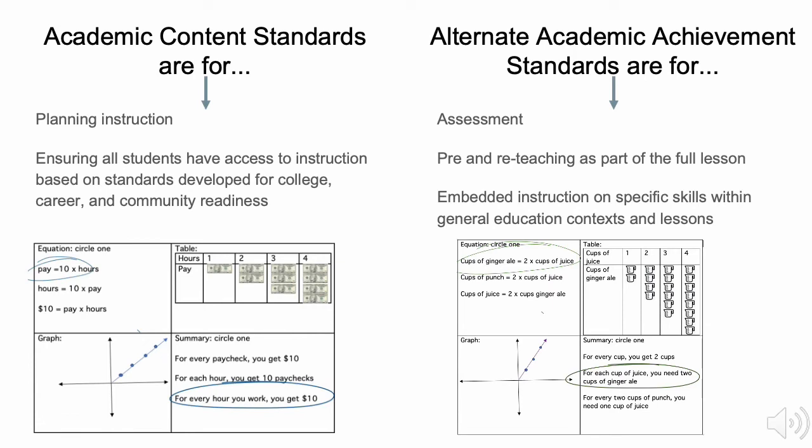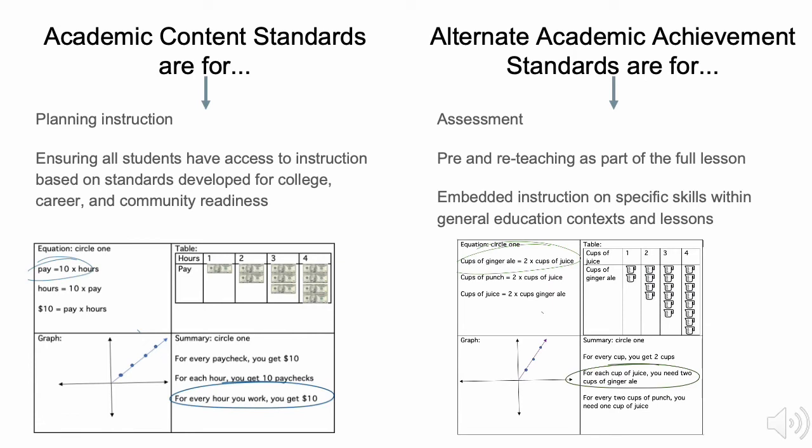The top left quadrant is titled Equation, Circle 1. There are three choices to circle. Cups of ginger ale equals 2 times cups of juice. Cups of punch equals 2 times cups of juice. Cups of juice equals 2 times cups of ginger ale. The student has circled the top choice.